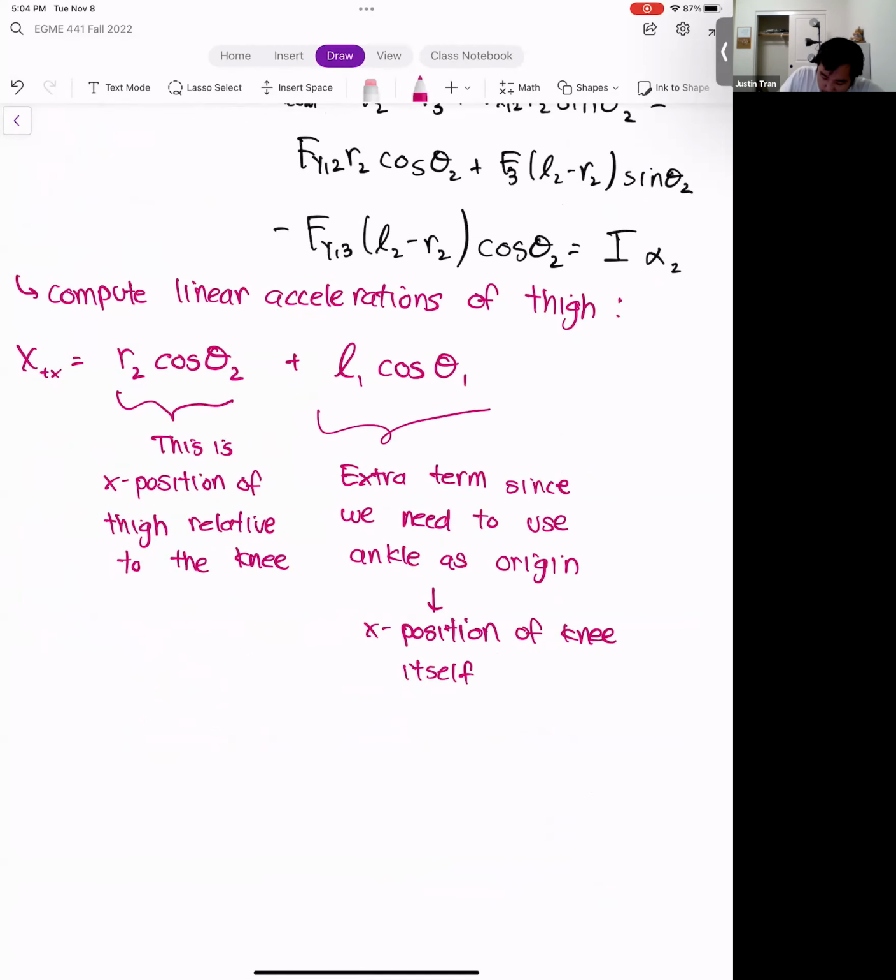Right, so visually it looks something like this. If we have the ankle here, the ankle is our point of origin. We have our knee, and this length is L1, and then right here is M2, the center of mass for the thigh.